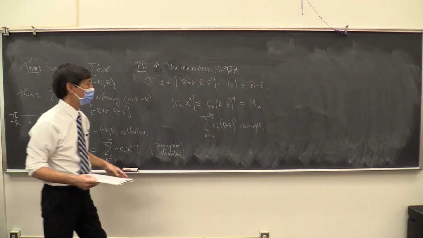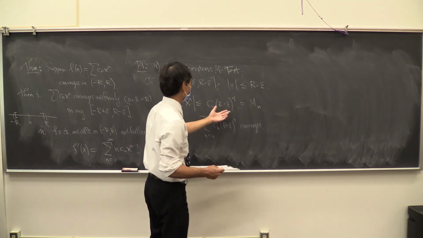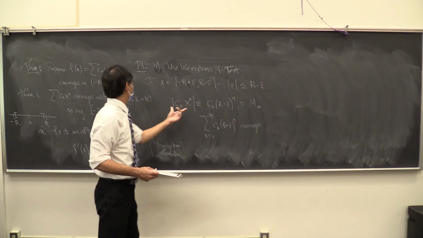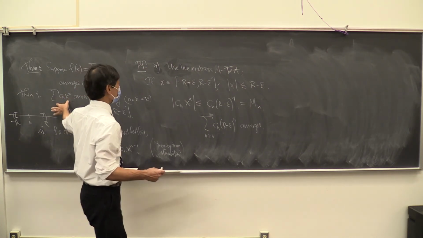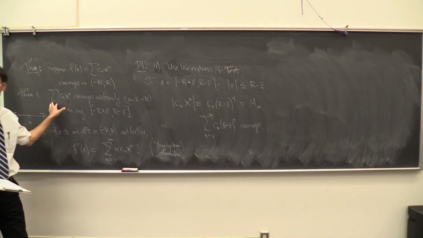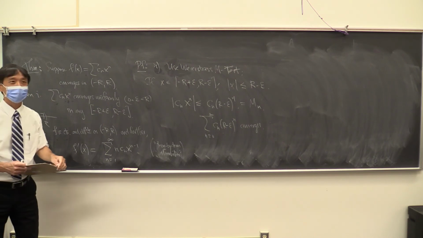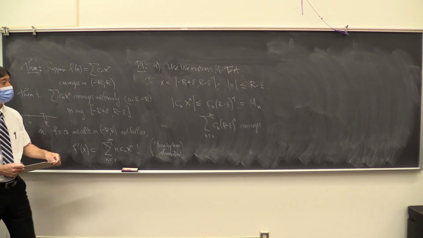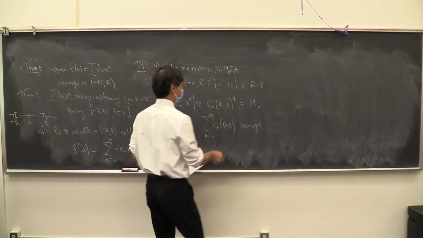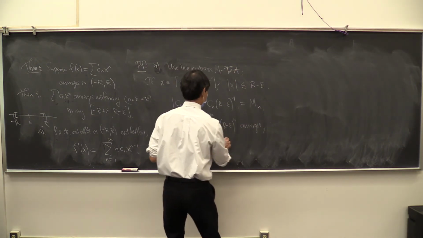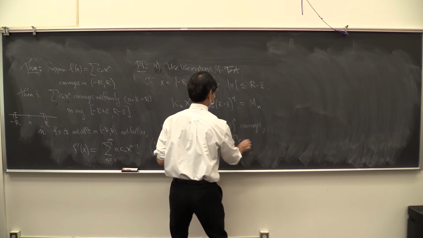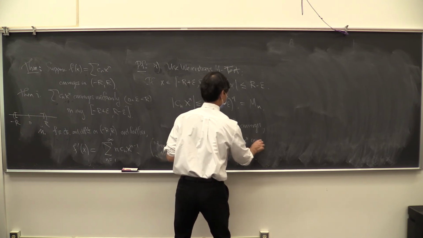That's it, right? This thing converges, so by the Weierstrass M test, the sum of these guys converges uniformly. So our sum of the M n's converges. So the summation c sub n x to the n converges uniformly.